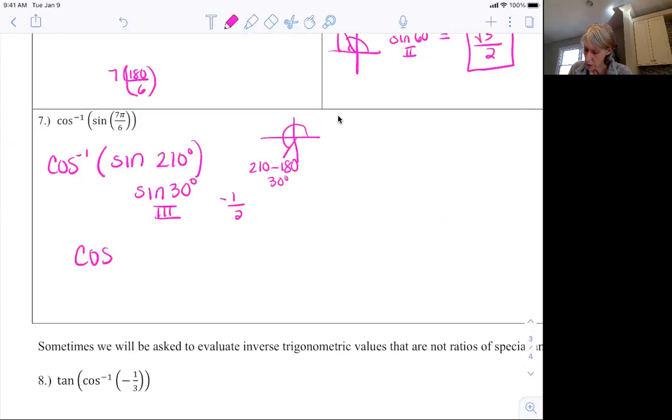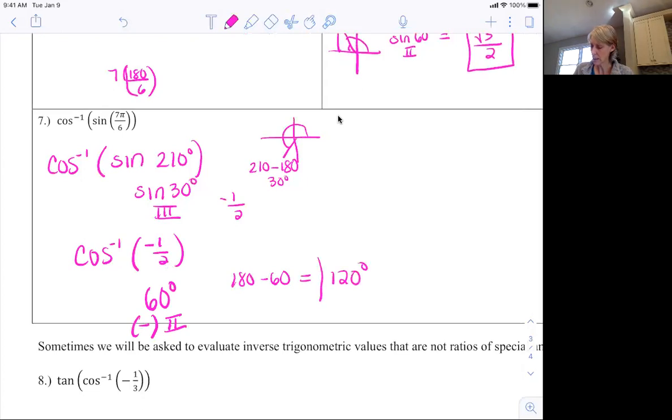The angle whose cosine is -1/2. Well, the angle that gives me a cosine of 1/2 is 60. But because this is negative, I'm going to adjust this to be my quadrant 2 value. And we know 180 minus 60 is 120. So that would be your final answer. And again, these multi-step problems, we need to do a little work.